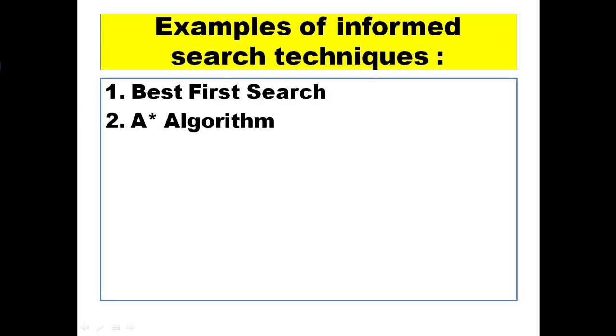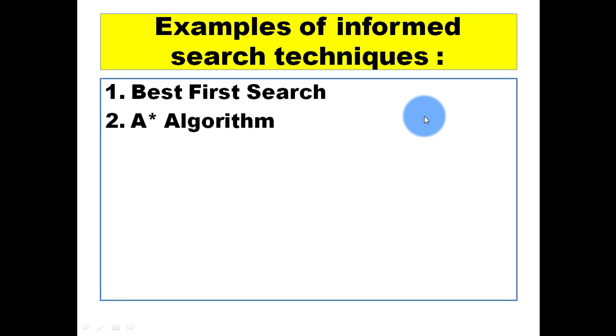Now if we give examples of heuristic search techniques, that is informed search techniques, then two famous algorithms are best first search and the A-star algorithm, which we will cover in the coming classes.